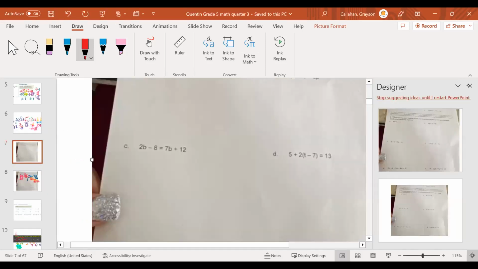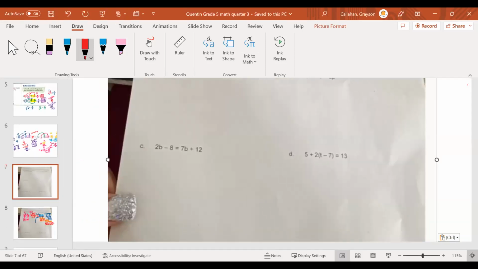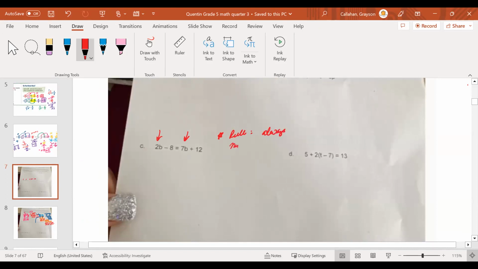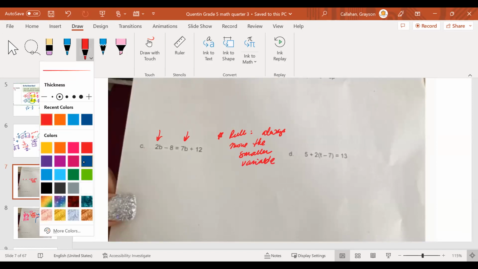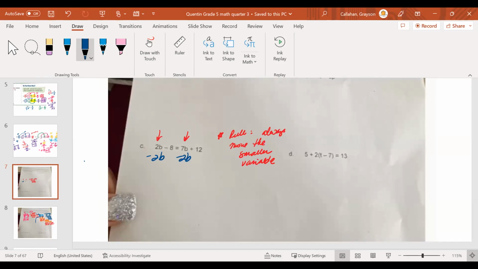Okay, let's go on to C. Okay, you see how there's two variables on both sides? Remember the rule is you always move what? You always move the smaller variable. Which one's smaller? Minus 2b on the left, minus 2b on the right. But if you move the 2b, now which one do you have to move? Which number do you have to move? No, you already moved the 2b from the left side. You got to move 12 because 12 is on the other side. You see that?